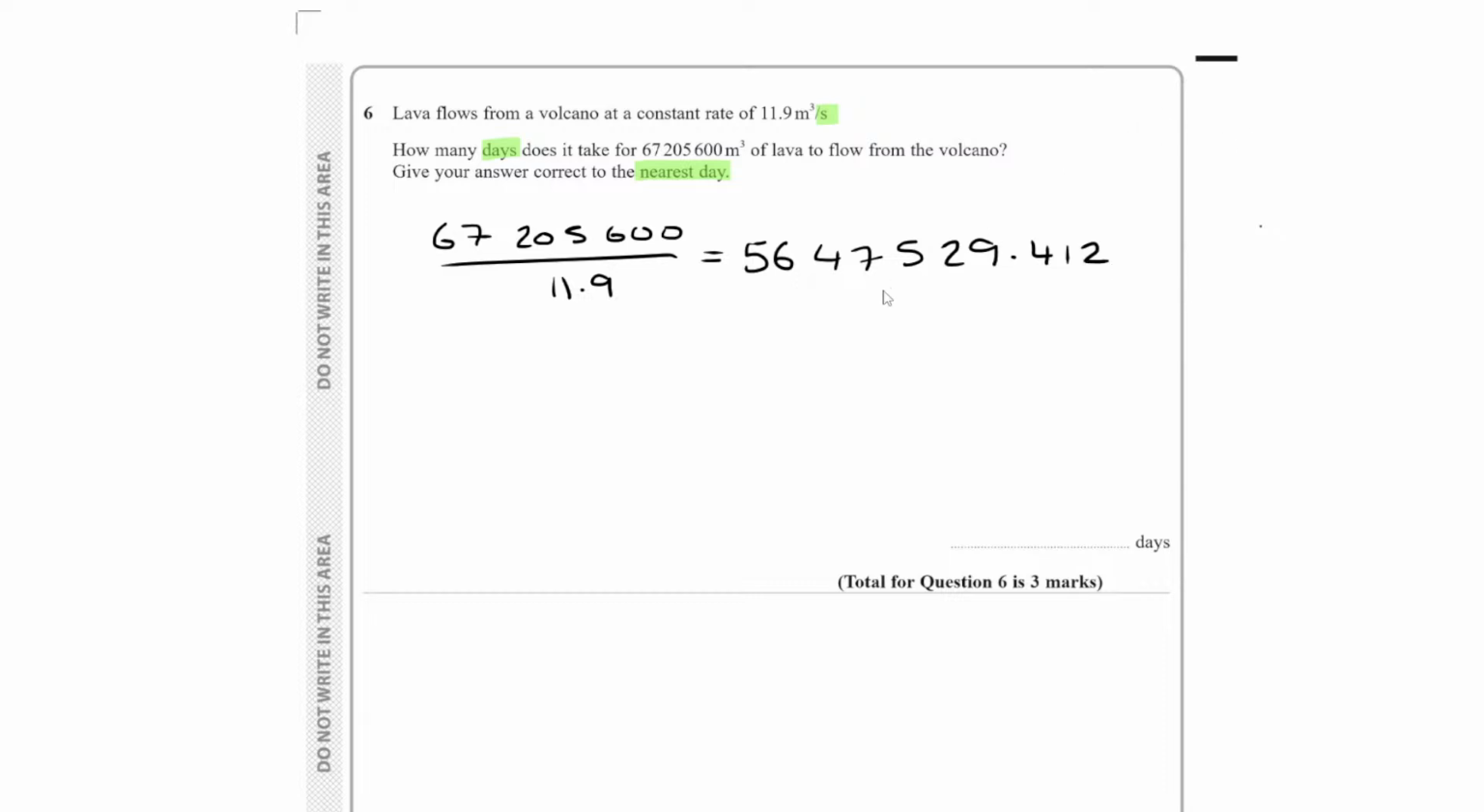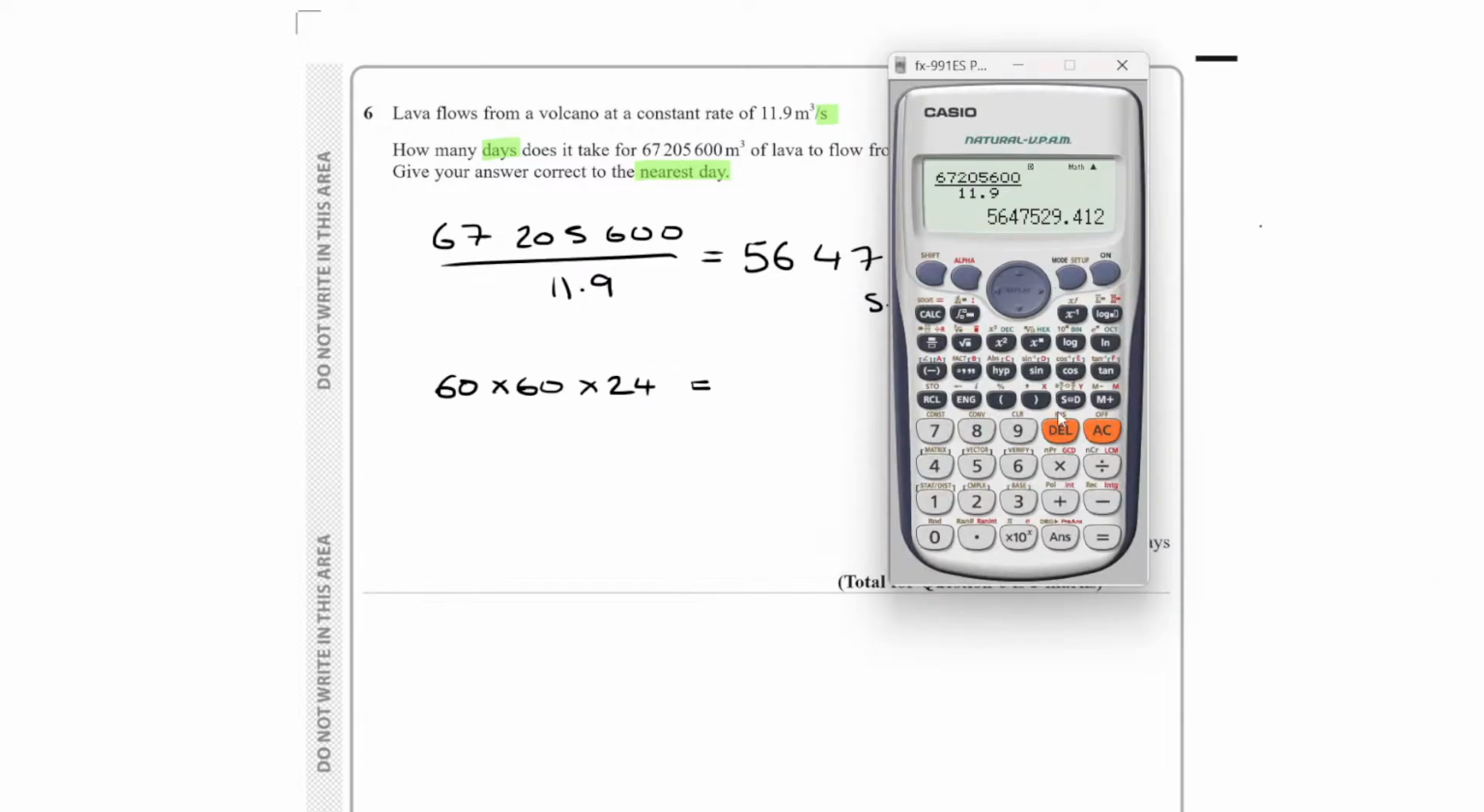5647529.412. That's how many seconds it would take, because the rate was in terms of meters cubed per second. Now I just need to convert this into days. So I would work out how many seconds are in a day. There's 60 seconds in a minute, 60 minutes in an hour, and 24 hours in a day. So we effectively need to divide by that, but I'll work it out separately so you can see.